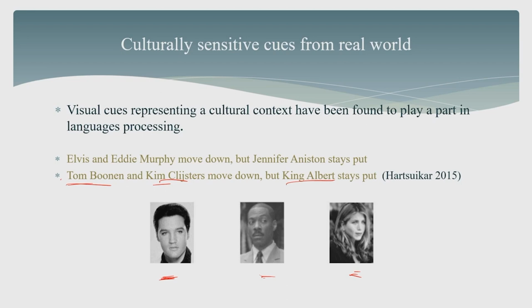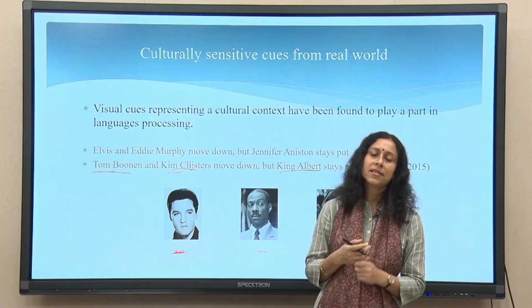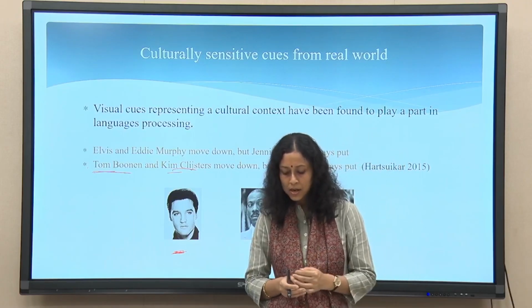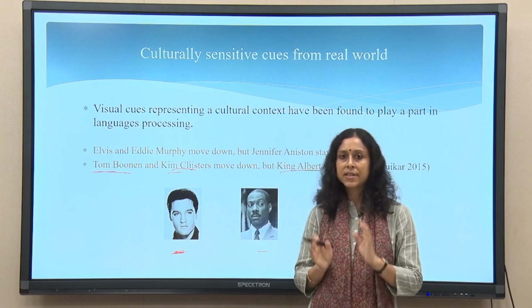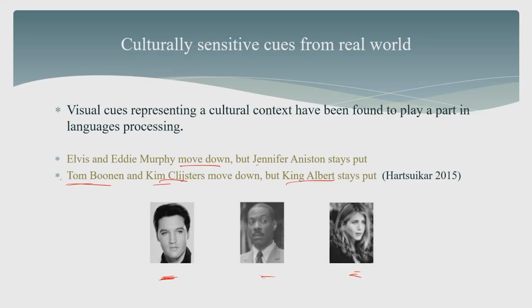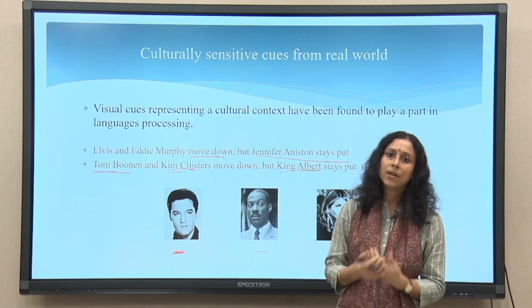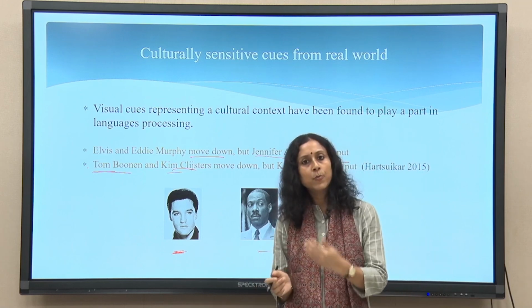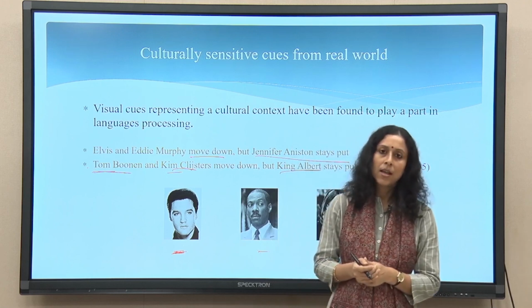The participants were Dutch English bilinguals. The task was just to describe the pictures, and the template was like this. Two of the pictures will move down and one picture will stay put. So, Elvis and Eddie Murphy move down, but Jennifer Aniston stays put. Similarly, two pictures of the Dutch personalities will move down and one will stay put. Simple. Just look at the picture and describe what is happening. The animation consisted of two pictures moving and one picture staying put.